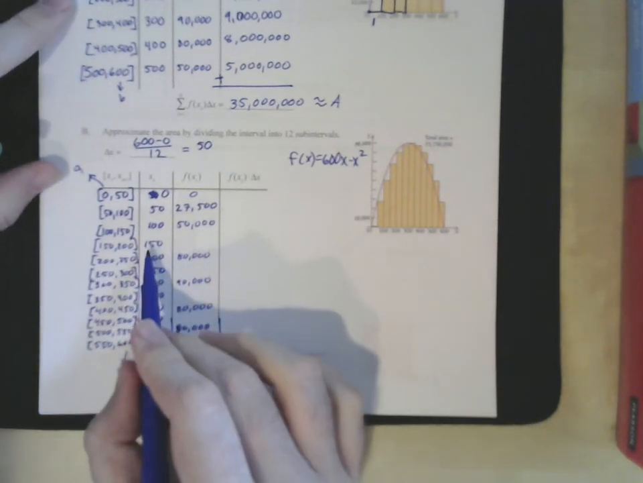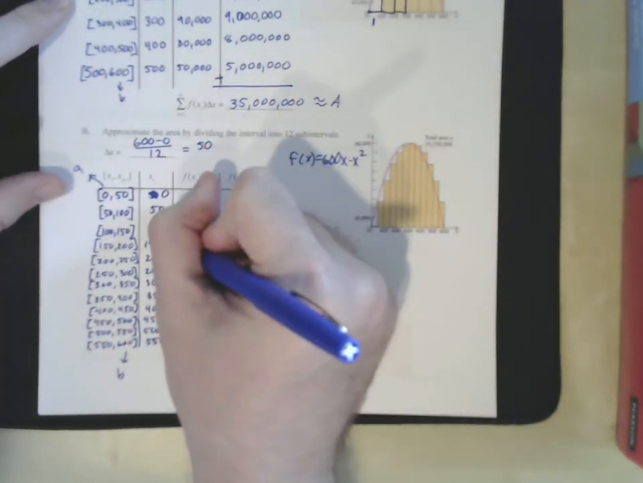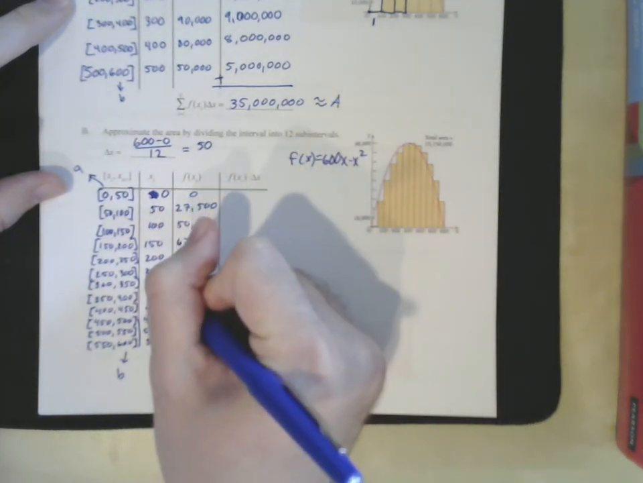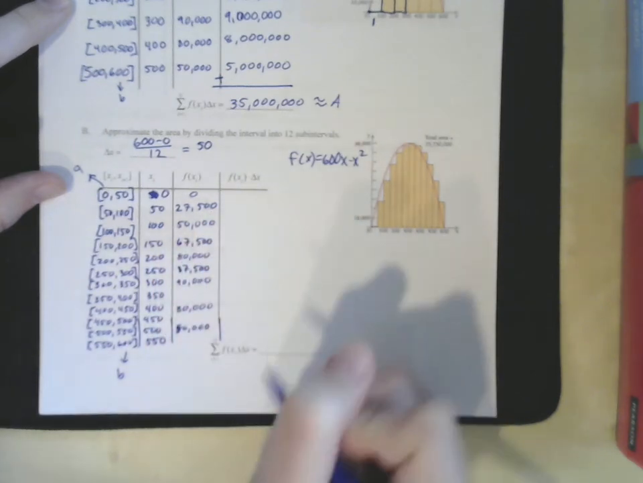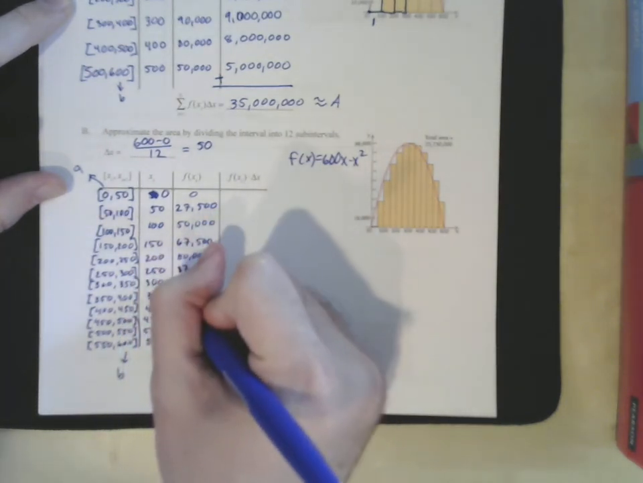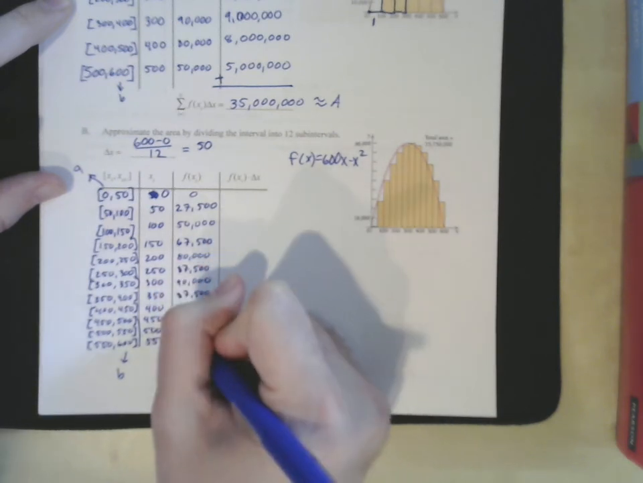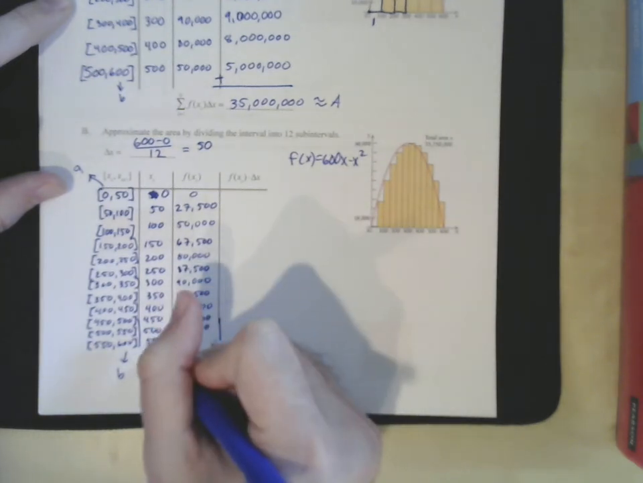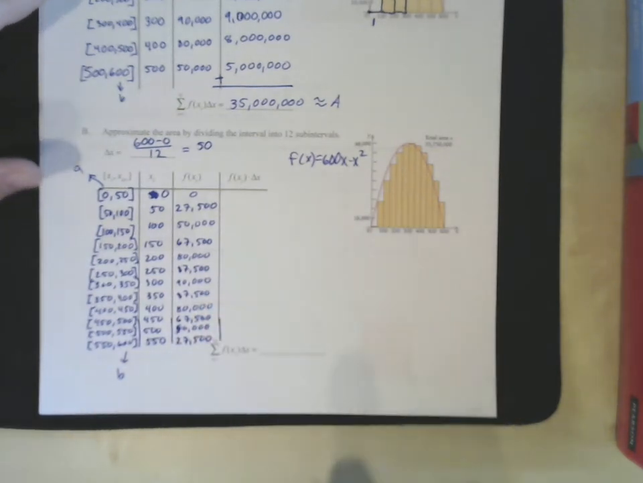So we would have to plug in 150 into our function, and that's 67,500. Plugging in 250, that's 87,500. Plugging in 350 is 87,500 again. 450 is 67,500. And 550 is 27,500.